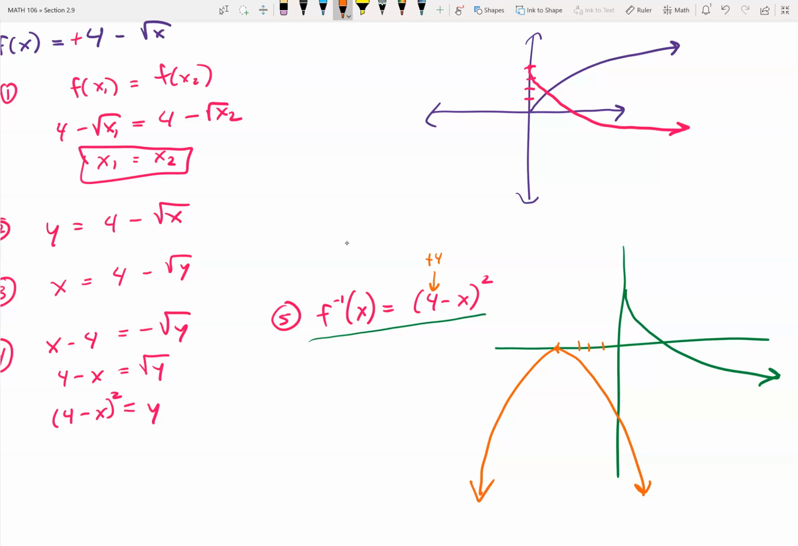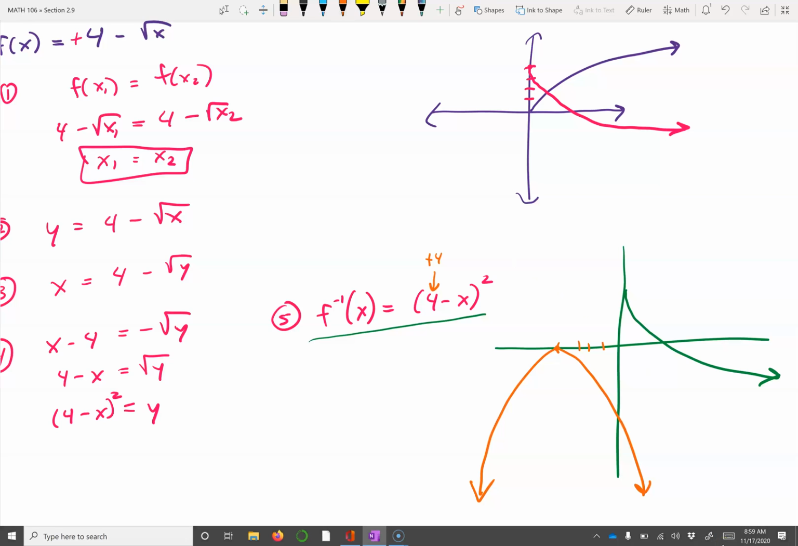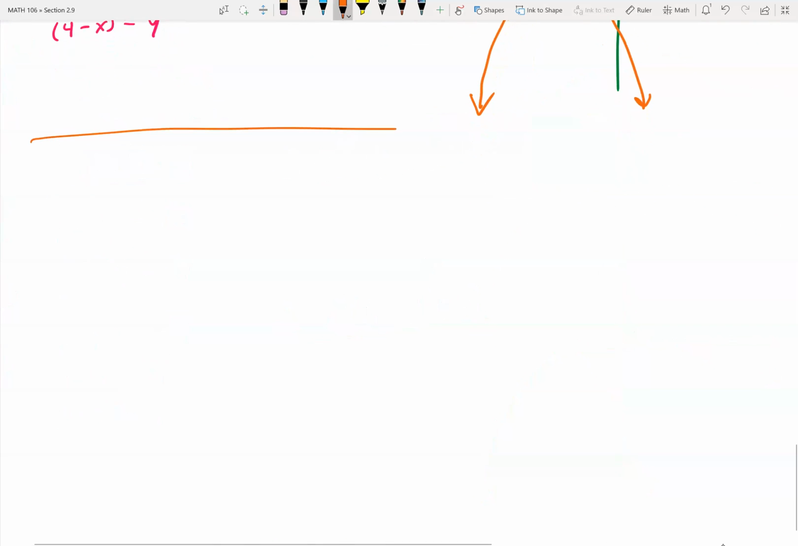Now graphically, there's interesting things like an asymptote here, but you don't care about any of that because we're not looking at applications. But there's a lot of interesting things that you have when you do these inverses. Okay. All right. So that ends section 2.9.